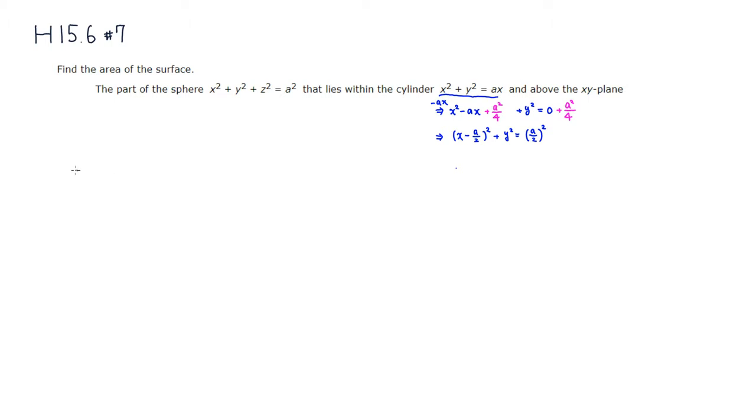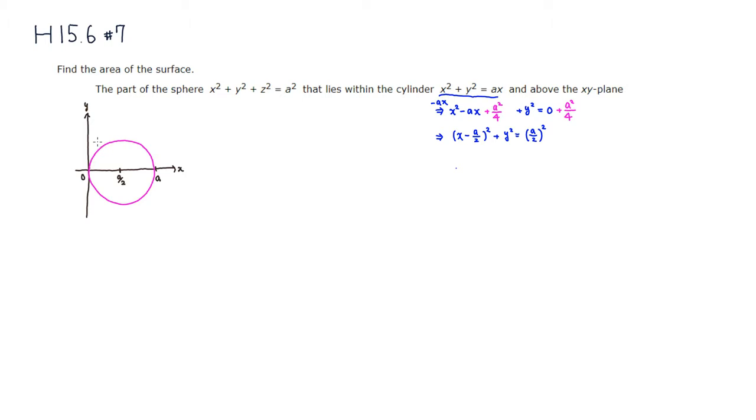You have the x-axis here and the y-axis right here. Then the center is at a over 2 comma 0. So here is a over 2, and here is a. So that's the center, and the radius is a over 2, so this is the circle we're looking at.